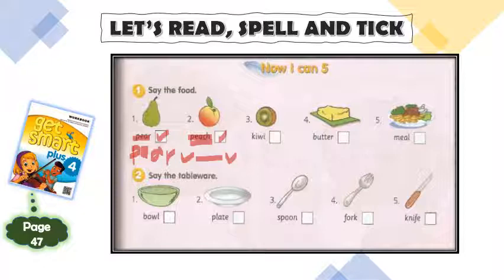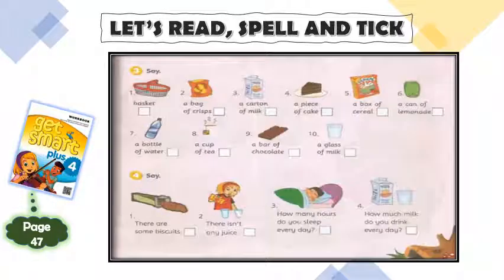So do the same for number 1 to number 5 for the food and the tableware. Do the same for this one. Activity 3. Read and spell and then tick. For number 4, you just have to say, there are some biscuits. If you can say it correctly, so you tick. There are some biscuits. There isn't any juice. How many hours do you sleep every day? How much milk do you drink every day?